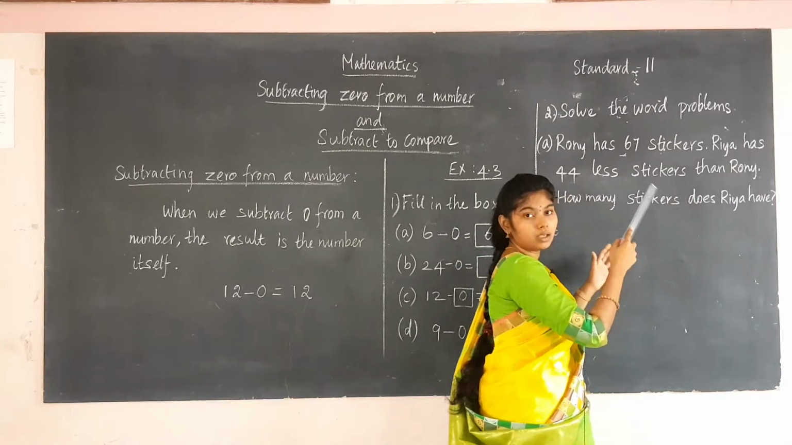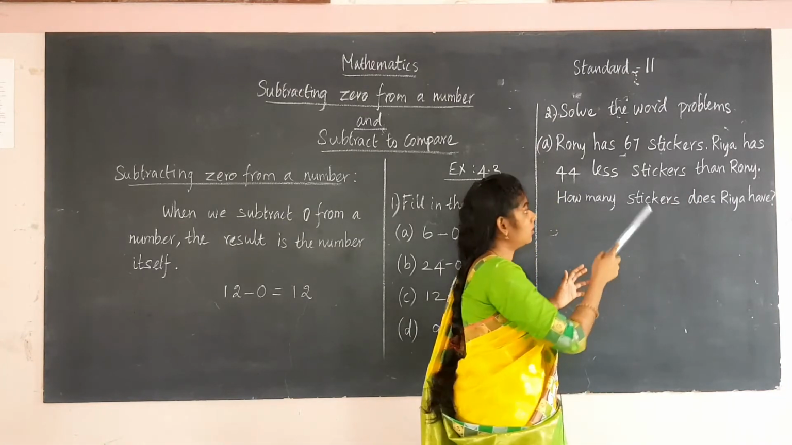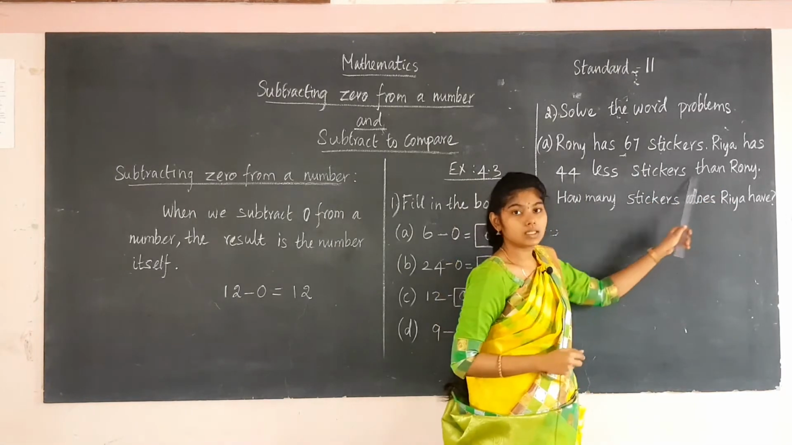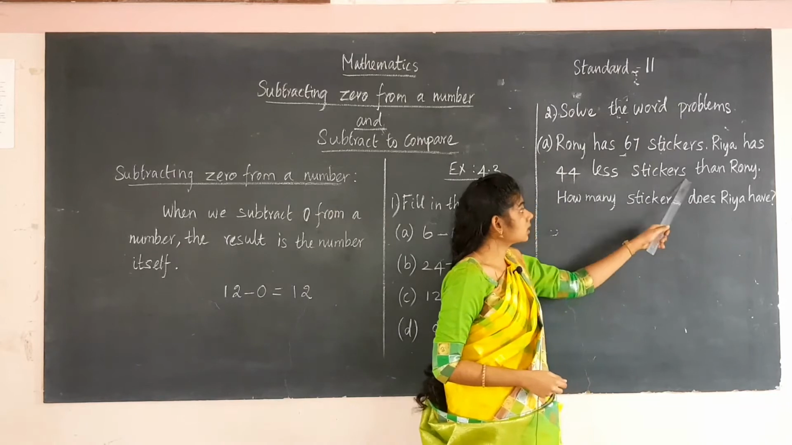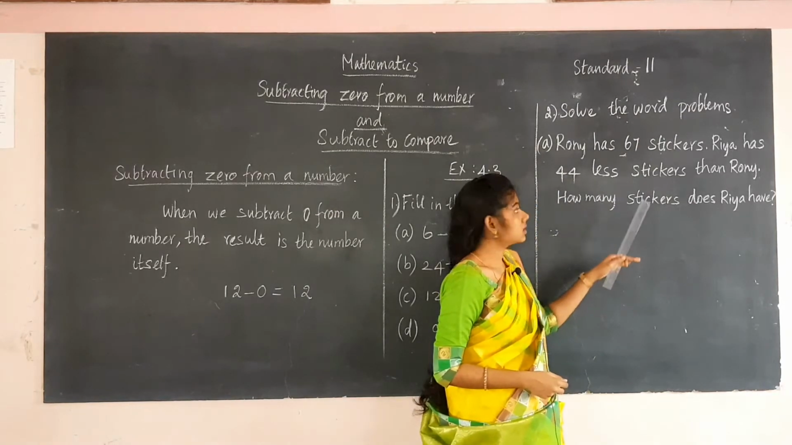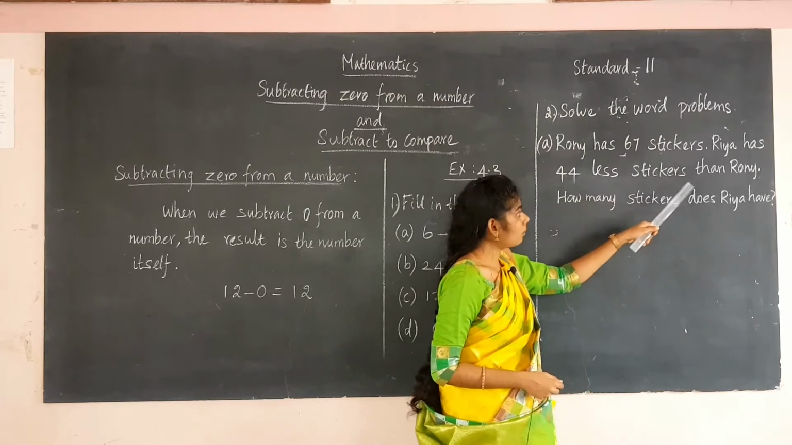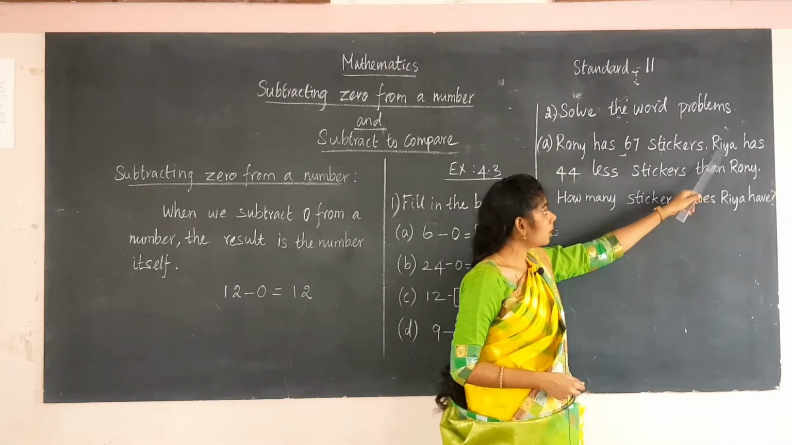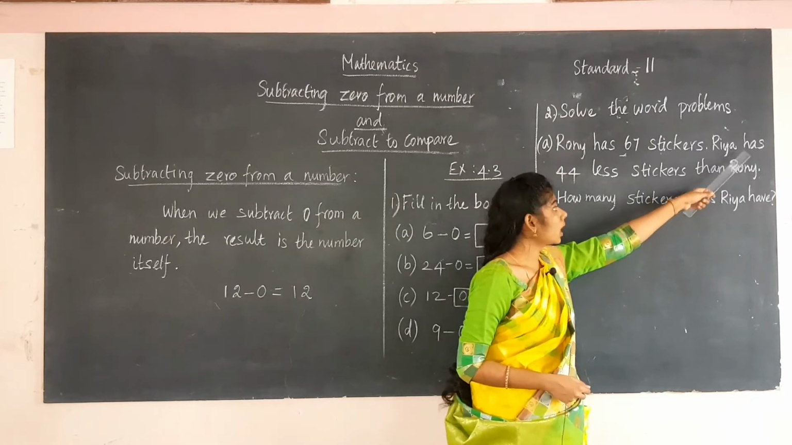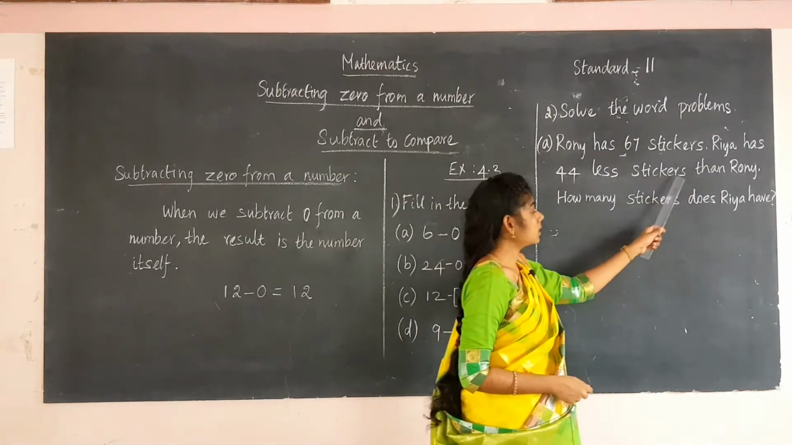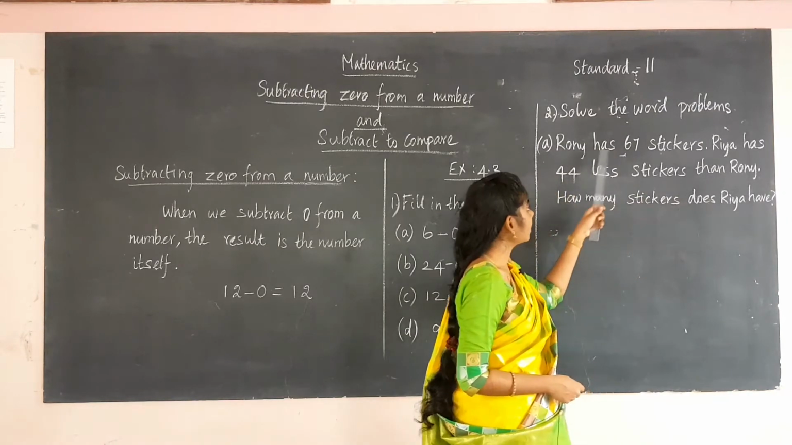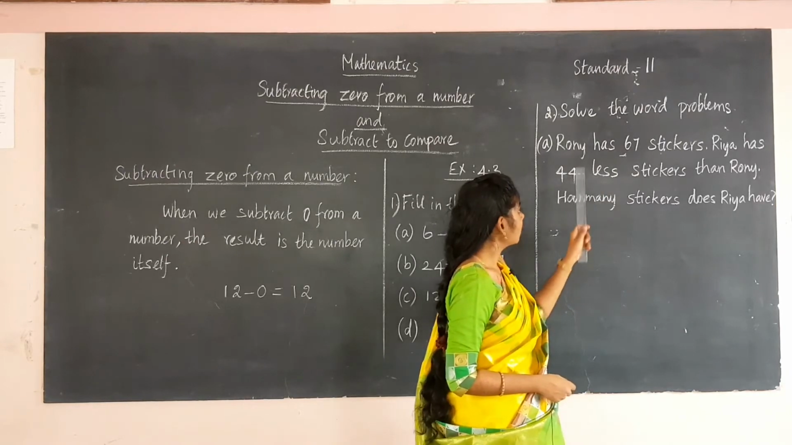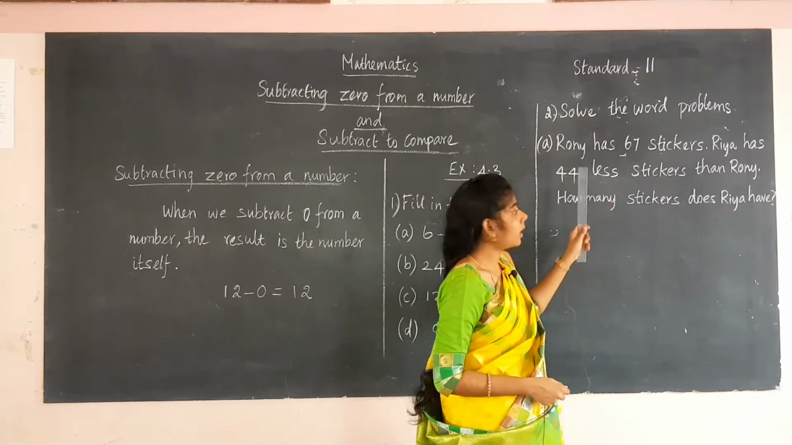This is where we compare the numbers. Here we are comparing the numbers: Ria has 44 fewer stickers than Ronnie. What is given here? Fewer stickers. Less means it is less than the number above. So, two names are compared here, Ria and Ronnie. Ria's number is compared with Ronnie's. Ria has 44 fewer stickers than Ronnie. How many does Ronnie have? 67. From this number, 44 is less, so 67 minus 44.